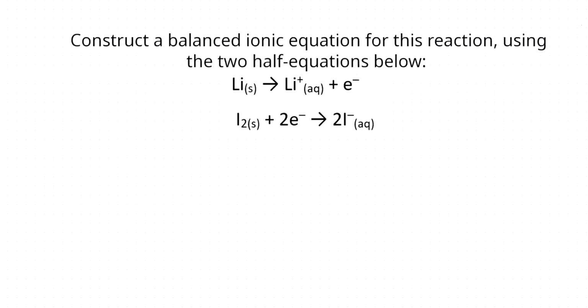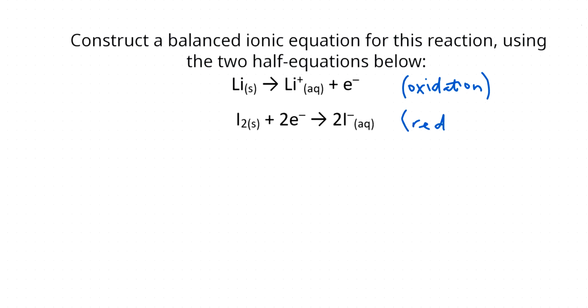The last example that we'll be considering in today's lesson is this. Construct a balanced ionic equation for this reaction using the two half equations below. As usual, we need to take note of which of them is a reduction and which of them is an oxidation. So from what we can see here, the first equation here is losing electron. Lithium here is losing 1 electron to form lithium ion. So this is an oxidation reaction. While in the second equation here, iodine is gaining 2 electrons to give us 2 moles of iodide ion, and that makes it a reduction.